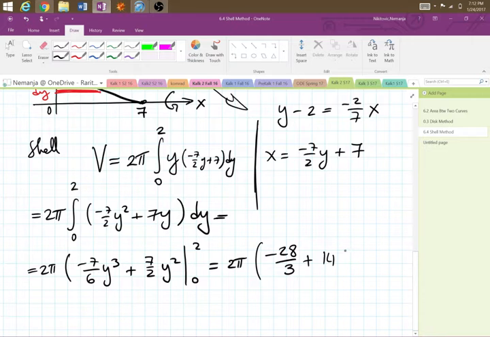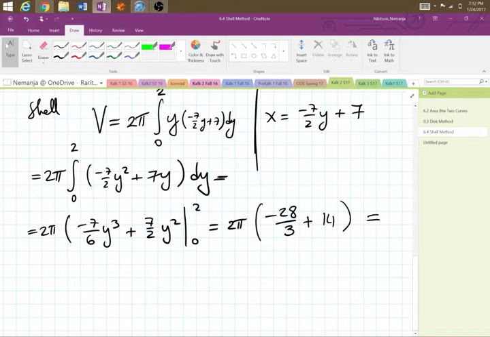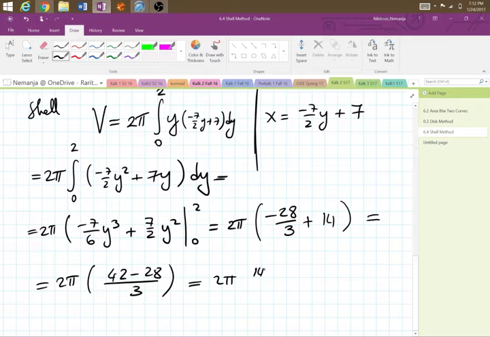Plus, plug in 2, that's 1 cancels, 1 stays, so 14. And that's it, right? That's all I have. Zeros will kill everything else. So now I have 14 over 3. So 14 times 3, that will be 42. Is that true? Something like that. So 2 pi. No, times 3, right? 42. So 42, yep. 42 minus 28 over 3. That gives us 14. 28 pi over 3. Awesome.